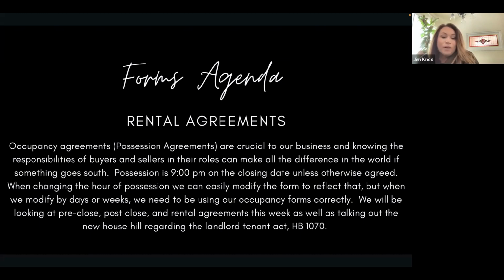When you're changing the hour of possession, it can easily be modified to reflect that, but it's when we start modifying days or weeks of possession that we need to be aware and use proper forms. So we'll be looking at the pre-close, post-close, rental agreements, and talking about the new bill that is excluding the rent backs in the Landlord Tenant Act, HB 1070.